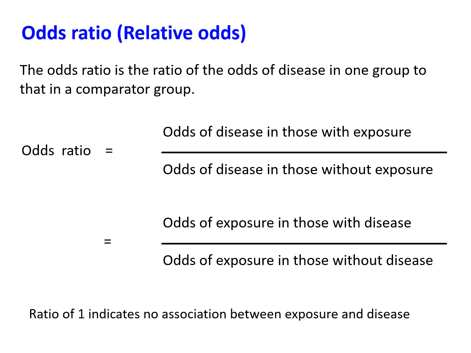The next measure of association is the odds ratio, or often called the relative odds. The odds ratio is the ratio of the odds of disease in one group to that in a comparator group. And so this is defined essentially in the same way. Odds of disease in those with the exposure divided by odds of disease in those without the exposure. But actually, in the case of the odds ratio, you can also express it as the odds of exposure in those with disease divided by the odds of exposure in those without disease. It's the same thing. A ratio of 1 indicates no association between exposure and disease.